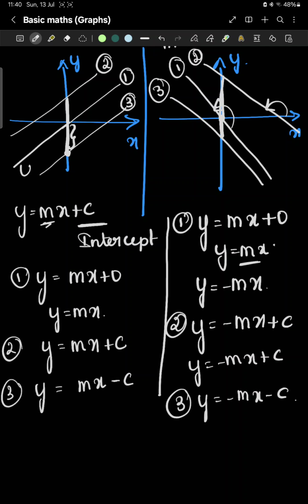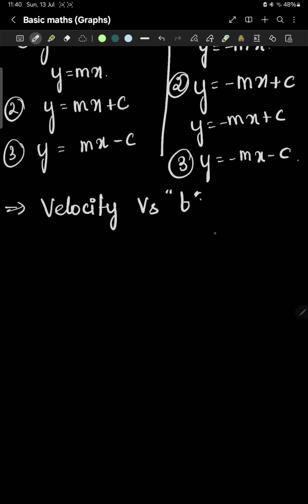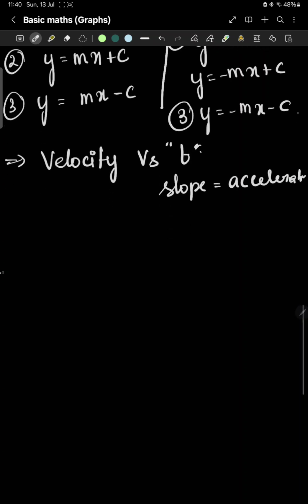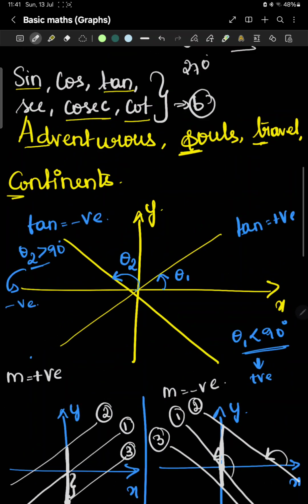So how can straight line equations be used in physics questions? They can ask for graphs of velocity versus time. When the velocity versus time graph is asked, it will be a straight line, and the slope of that line will give you the acceleration. Similarly, when they ask about the displacement versus time graph, the slope of that line will give you the velocity. So this is a very important point in the case of lines, so that you can revise it.